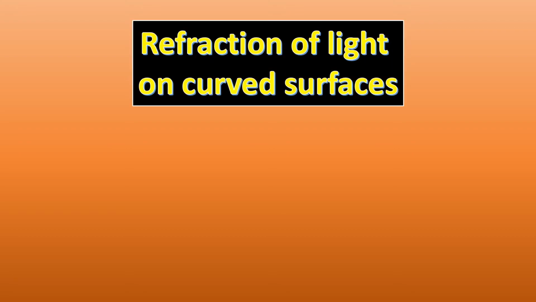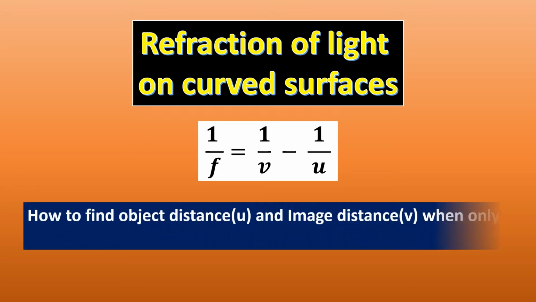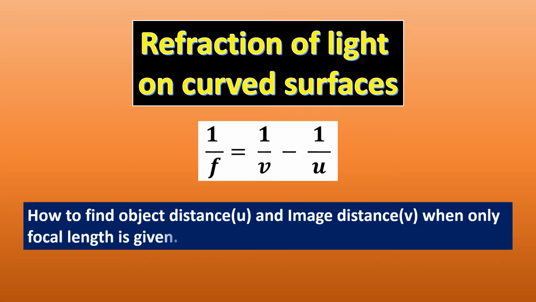In this video, I am going to solve a simple problem related to the chapter Refraction of Light on Curved Surfaces by using the lens formula, that is 1 by f is equal to 1 by v minus 1 by u, and also we are going to find object distance and image distance when only the focal length of the lens is given.